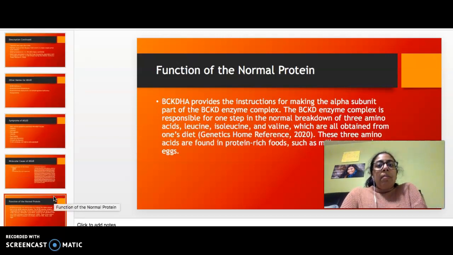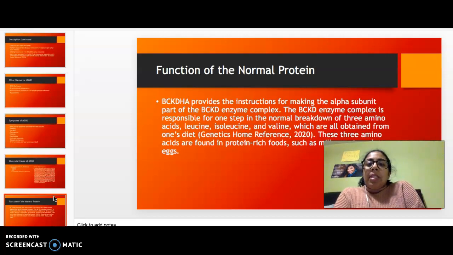Normally, when the protein functions correctly, it provides the instructions for making the alpha subunit part of the enzyme complex, which is responsible for one of the steps in the normal breakdown of leucine, isoleucine, and valine, which I talked about earlier. All 3 of these amino acids are obtained from our diet. They are found in protein-rich foods such as milk, meat, and eggs. So normally that's the function of the protein.